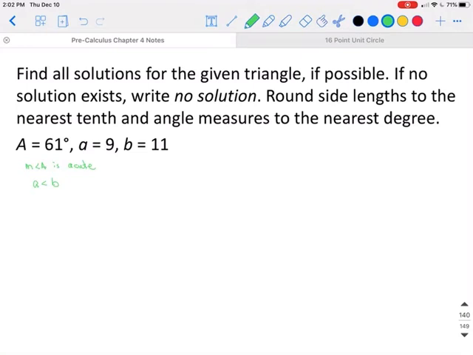We know that the value of a is less than b, so we are going to have to look at the value of h. Remember, to find the h value, you're going to do b times the sine of angle A. In this case, our b is 11, our angle A is 61 degrees. You do need to make sure your calculator is in degrees before you find this, and you will get h is 9.62. Since a is 9, we do know that a is going to be less than h. And since a is less than b and a is less than h, that means there are no solutions for this problem.